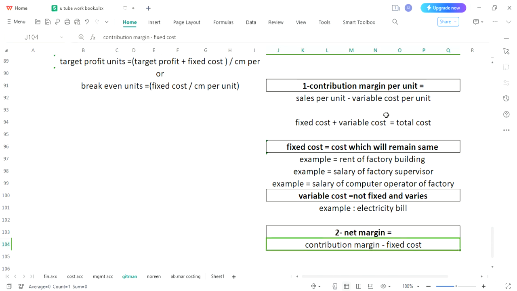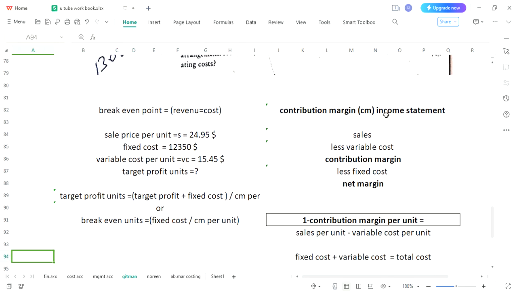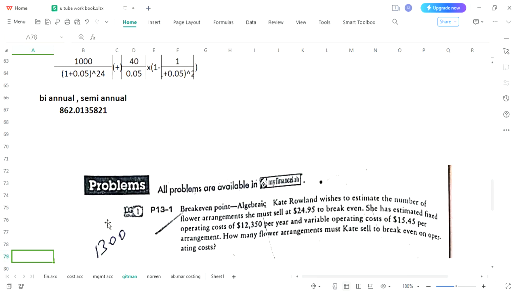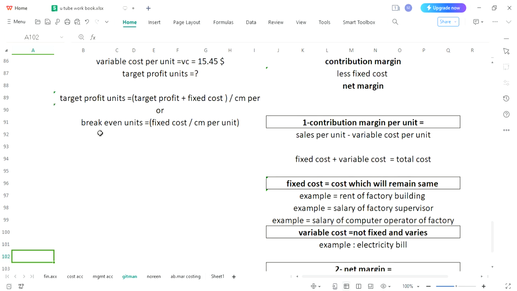Okay, come to the point. We were solving our question. Since it was the first question, I was thinking to let you know the basic concepts. Two formulas we have discussed: target profit units and break even units. Right now, what is required in our question is how many flower arrangements, that means how many units must be sold to break even. So what we need is break even units. Remember this formula, though it would not be used particularly in this question. Break even unit is our next formula.